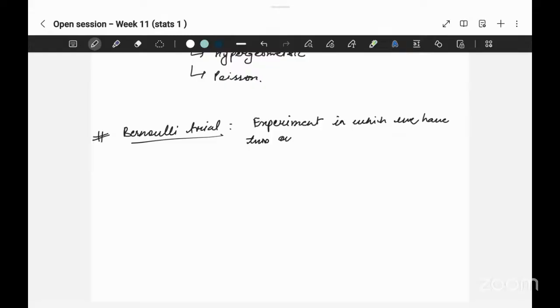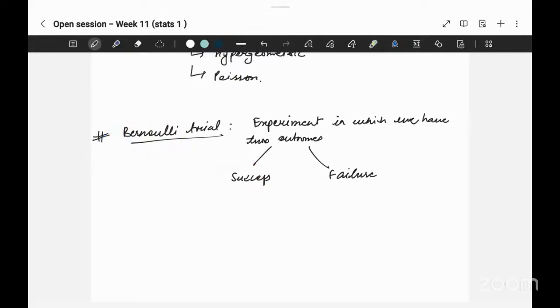One is my success, and the other one is failure. So this is the main thing. In a Bernoulli trial, I should have two things, a success and a failure. If I have two outcomes like this, I say it's a Bernoulli trial.